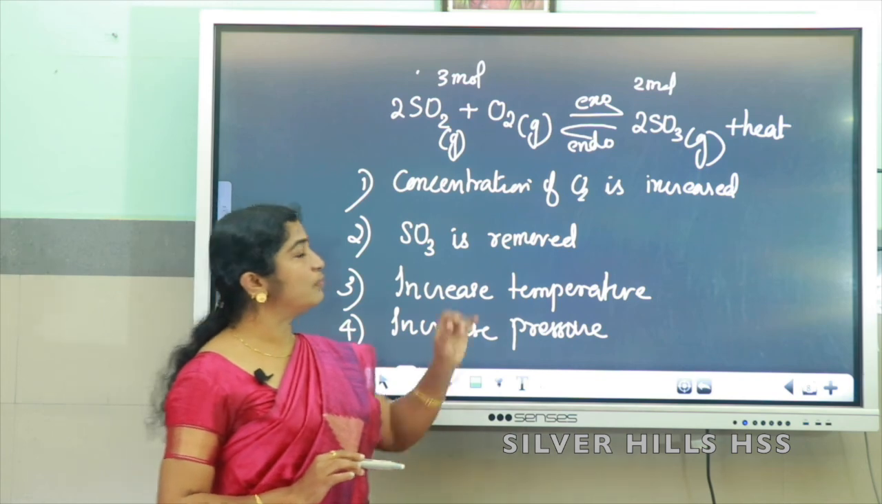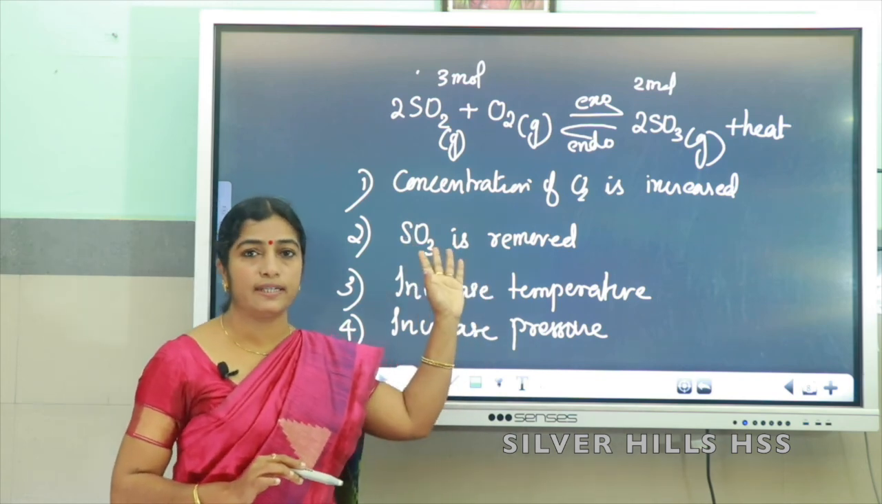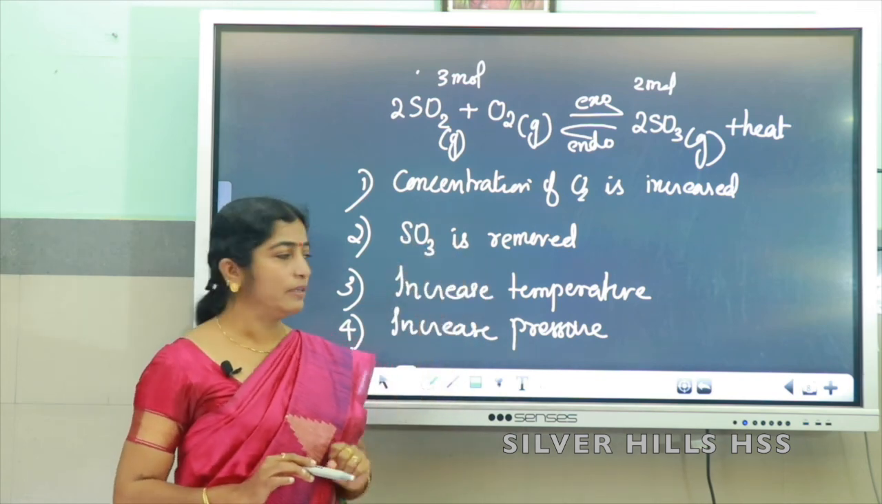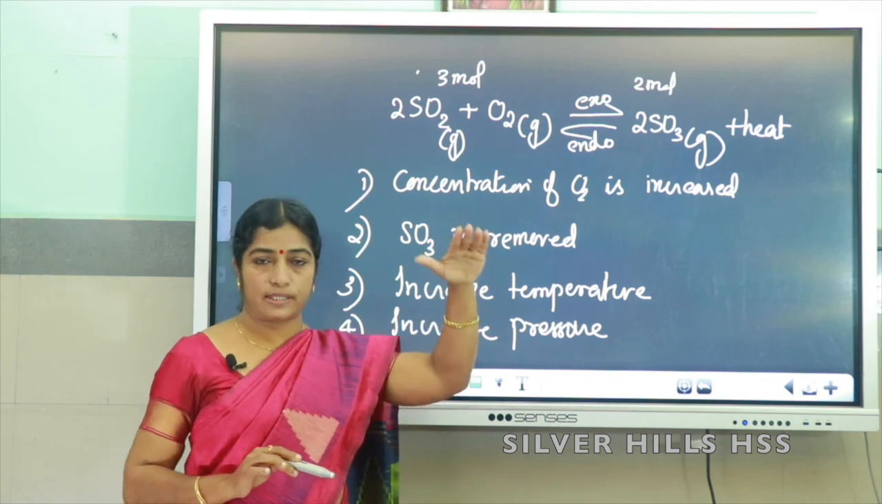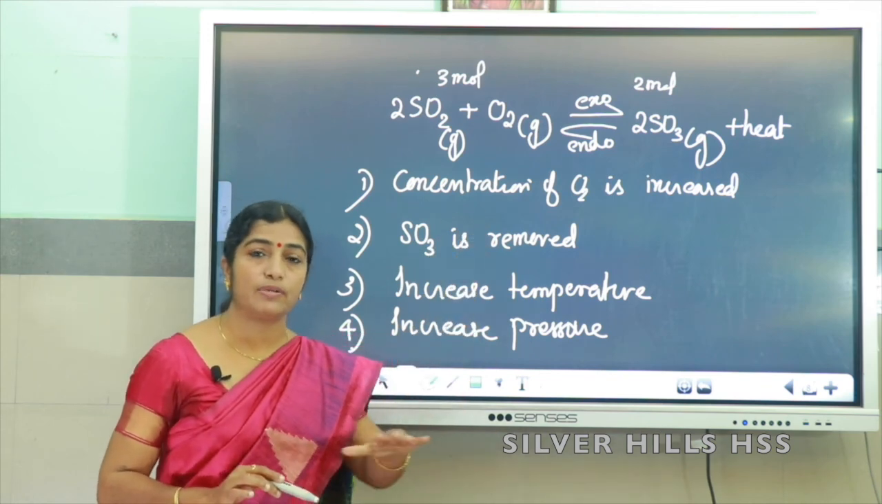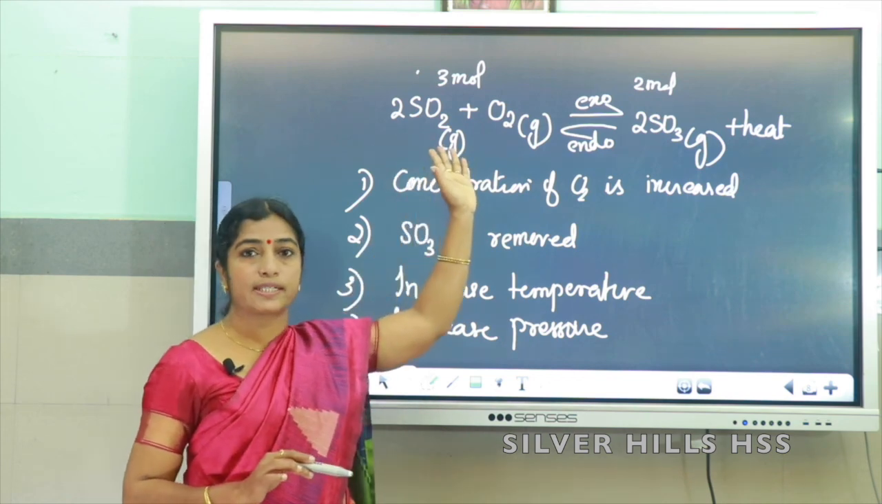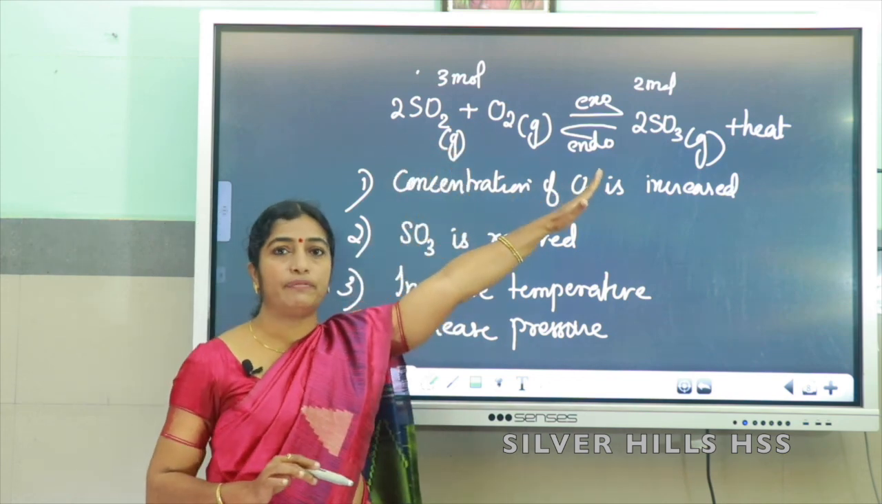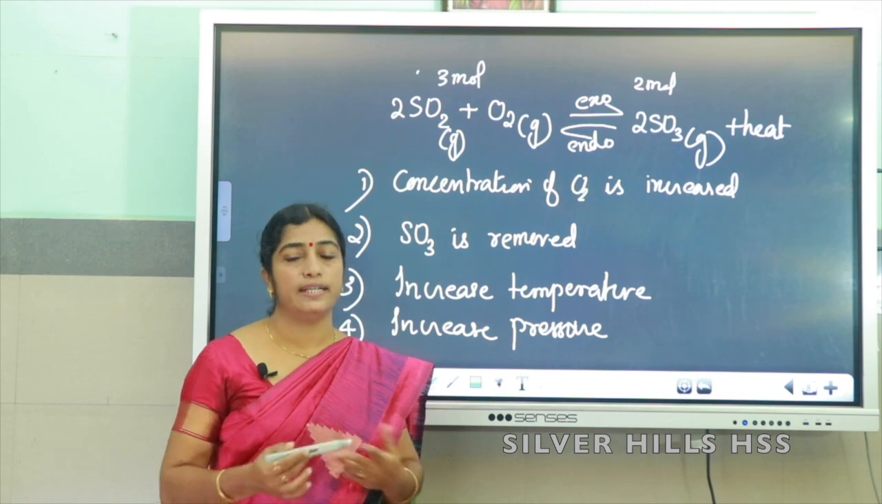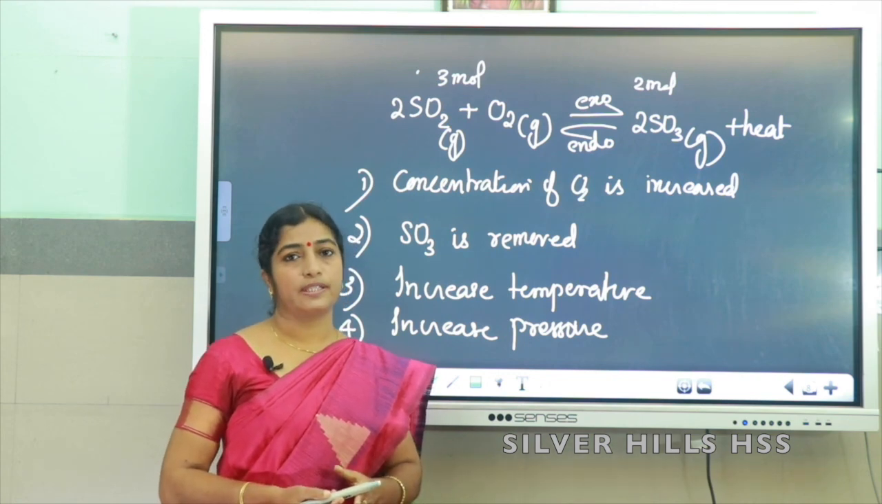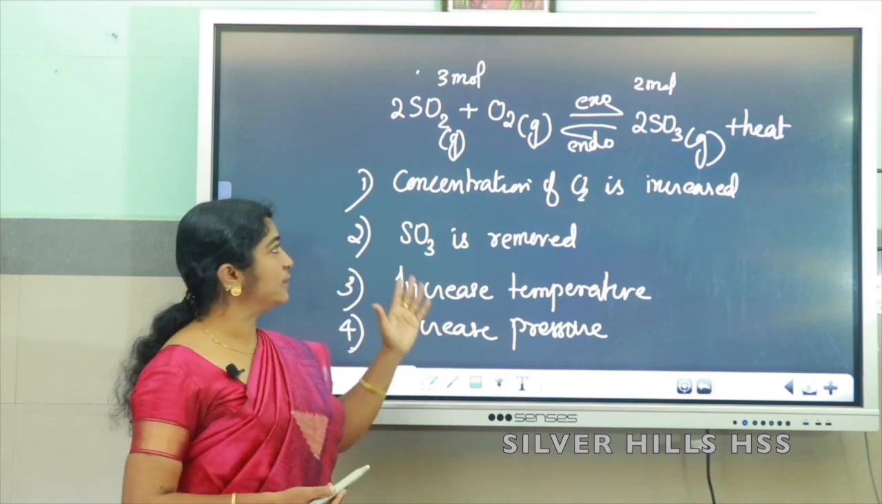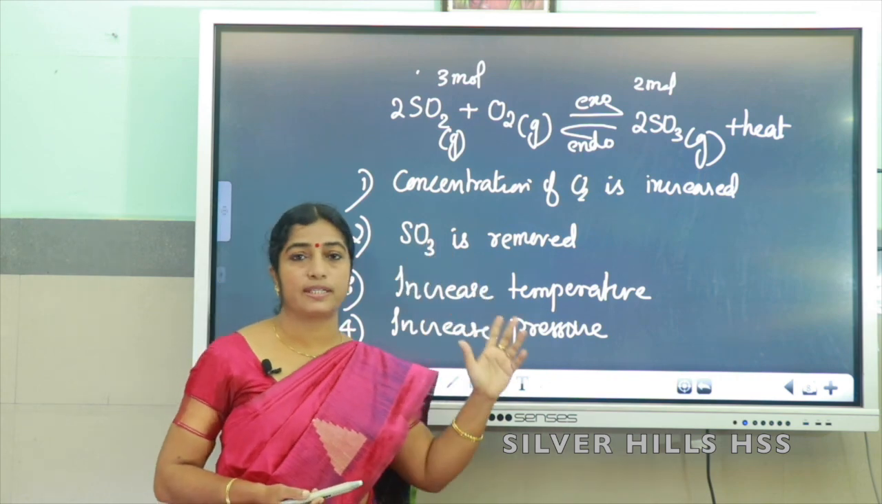The number of molecules is more on the reactant side. By increasing pressure, the volume decreases and molecules come closer. The number of collisions is more on the reactant side. So which reaction will be favored? The forward reaction is increased. So this is the effect of temperature, pressure, concentration, etc.